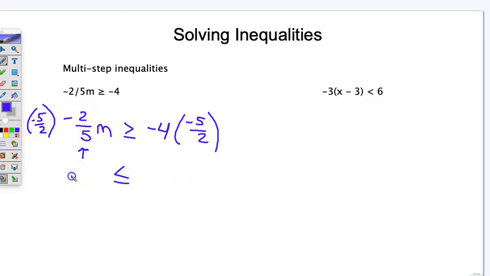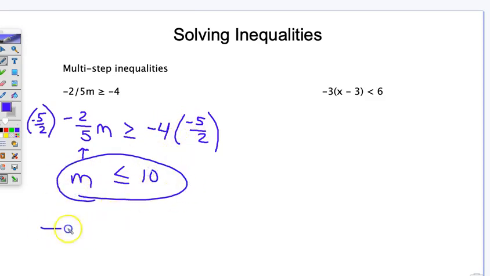So instead of greater than or equal to, it's going to become less than or equal to. On the left side, we're just going to end up with m. Over here on the right, we'd have positive 20 over 2, which is a positive 10. Then, of course, going ahead and graphing that, we need a solid circle at 10, since it's greater than or equal to, and m is less than that number, so it would bold to the left.